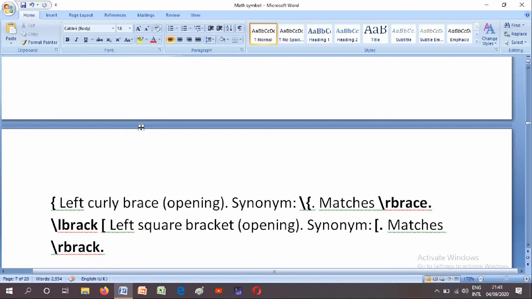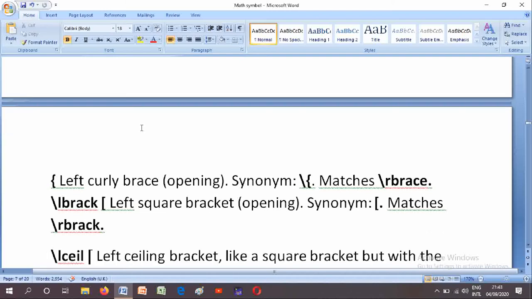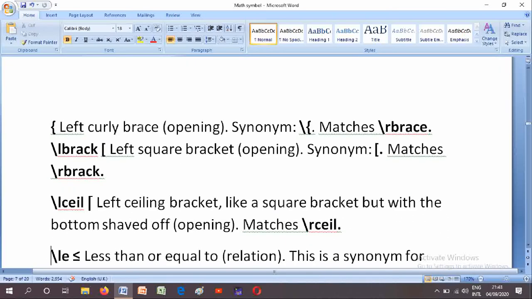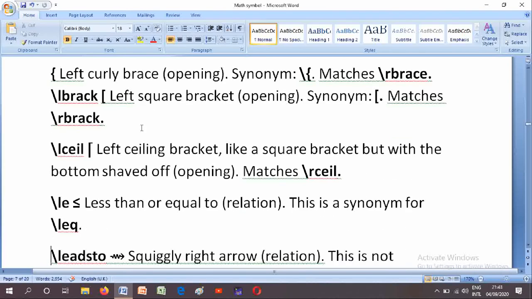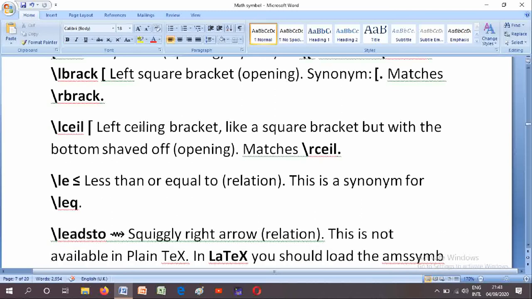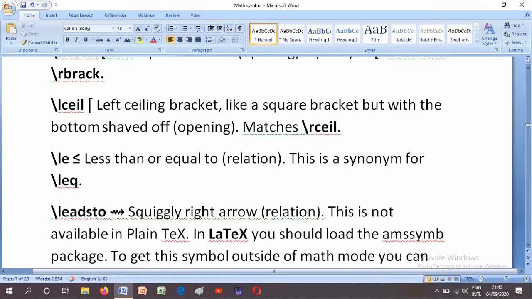Curly braces, left curly brace, opening, synonyms \{, matches \rbrace. \lbrack, left square bracket, opening, its synonym is [, matches \rbrack. \lceil, left ceiling bracket, like a square bracket but with the bottom sawed off, opening, matches \rceil. \le, less than or equal to, and synonyms \leq and \leadsto.